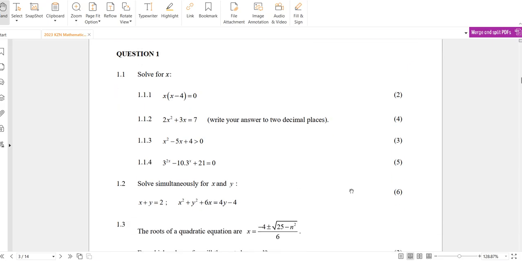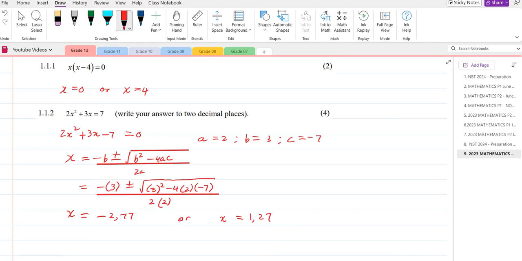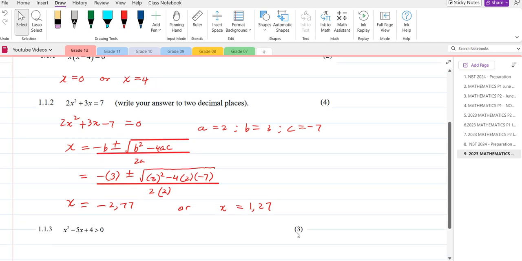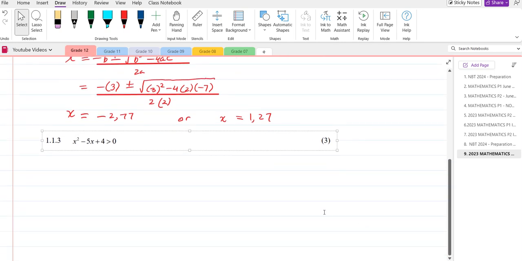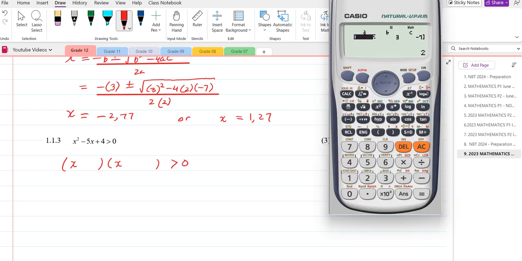Next problem is a quadratic inequality. Now what do we do in a quadratic inequality? Usual steps. First, we write the equation in standard form, make sure it's greater than 0, and it's already greater than 0, so we're going to factor it out. We're going to factorize, open 2 brackets, we write x and we write x. Why do we write x and x? Because x times x will be x squared greater than 0. If you don't want to do that, then just use a calculator again.